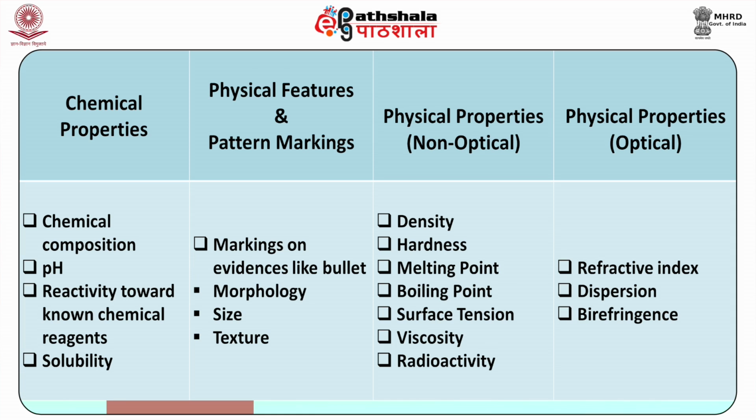Now the third block is of physical properties, non-optical. In this, the density, hardness, melting point, boiling point, surface tension, viscosity, and radioactivity are written. Now in the last block, physical properties are optical. In this, the refractive index, dispersion, and birefringence are written.